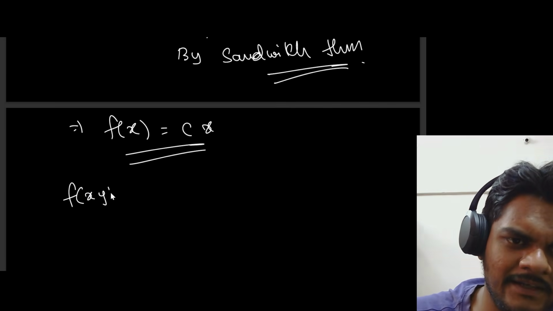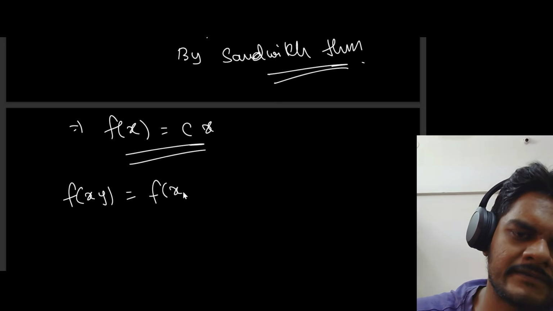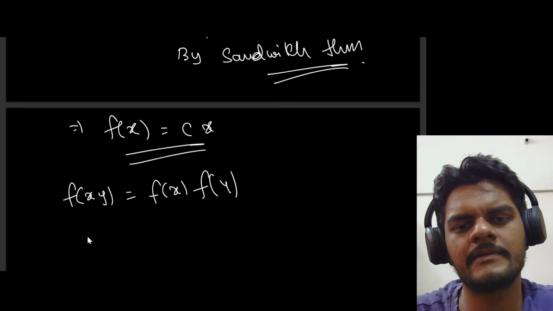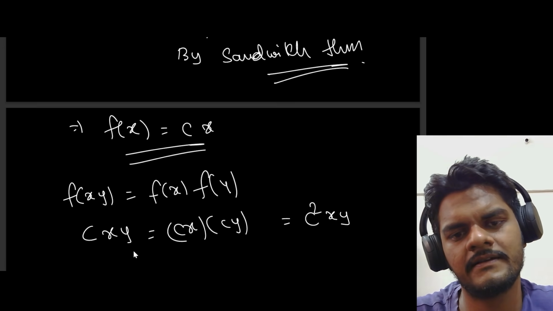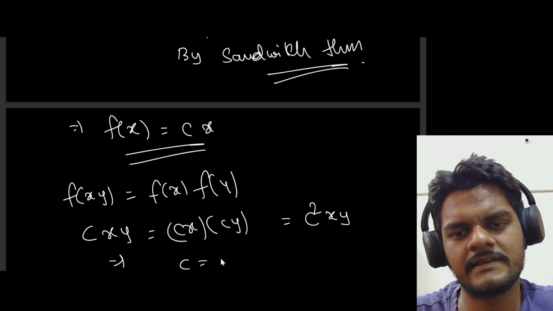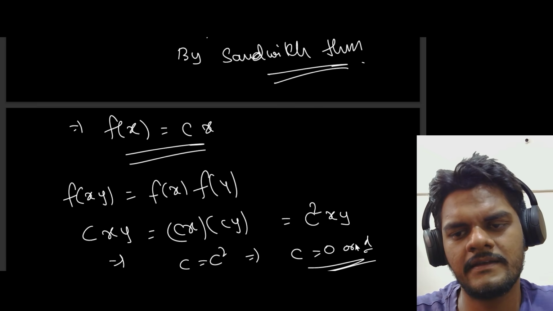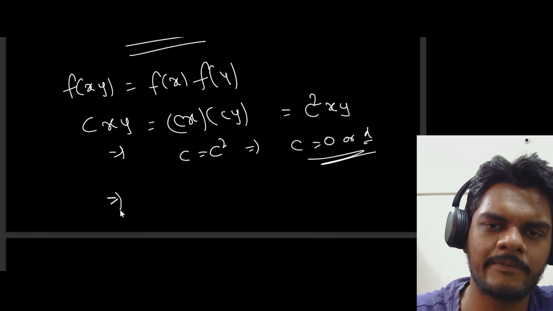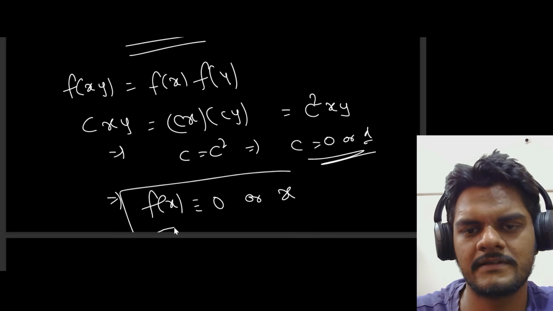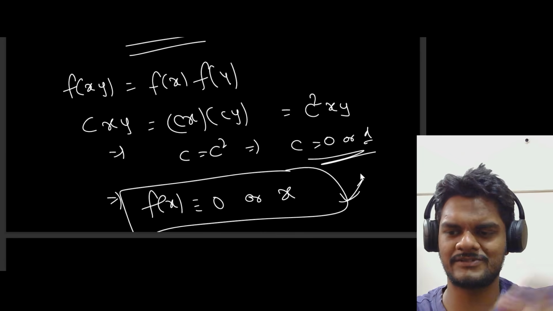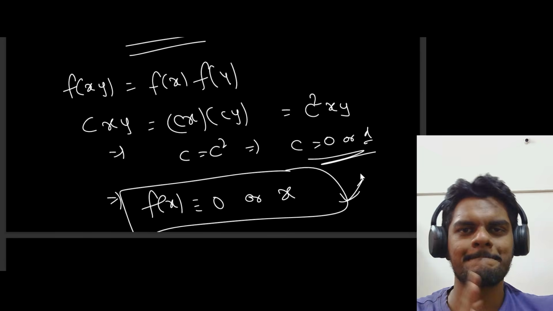So f of xy is equal to f of x times f of y. So that means cxy is equal to cx times cy. So this is c square xy. This will imply that c is equal to c square. That will imply c is 0 or 1. So that will imply f of x is either 0 or x. This is the complete list which you can have for f of x.